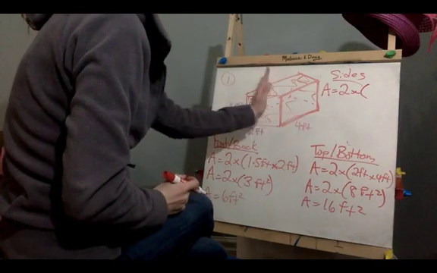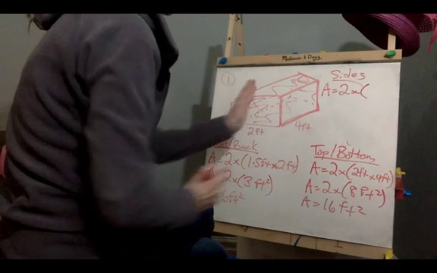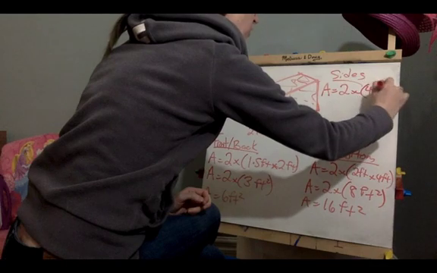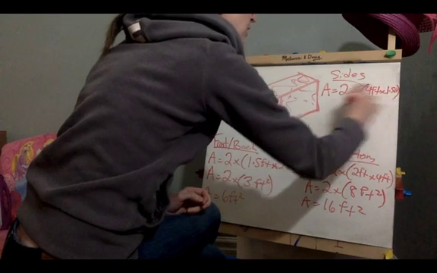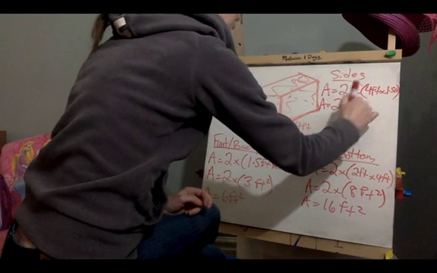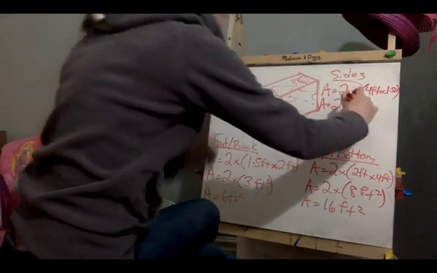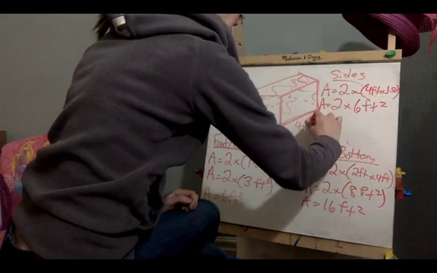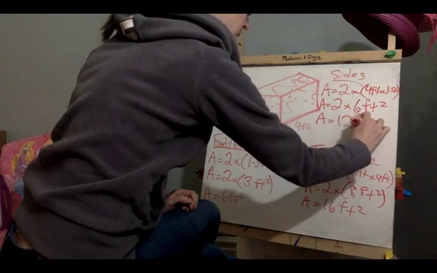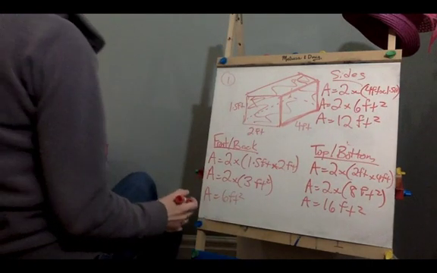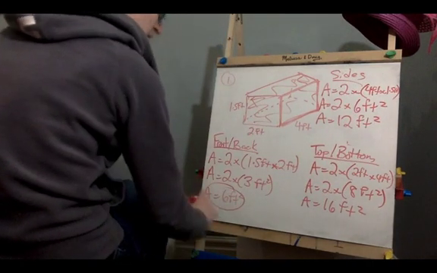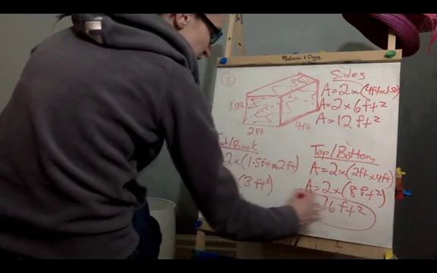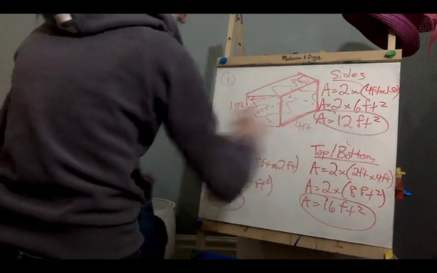The length of 4 times the width of 1.5, or base times height. So 4 feet times 1.5 feet. I find that area: 4 times 1.5 is 6, and then I double that. So I get 12 feet squared. So the front and the back are 6 feet squared, the top and the bottom are 16 feet squared, and the sides are 12 feet squared.